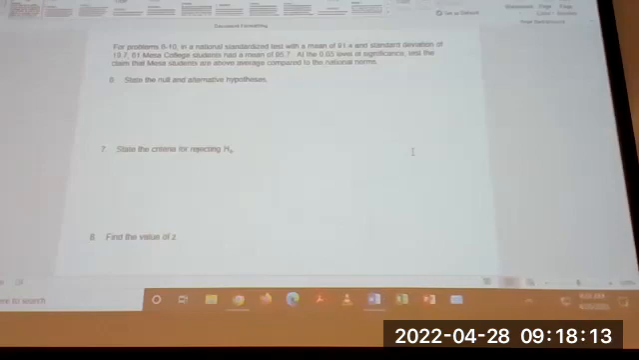I get it. I see what you mean. So it would be that. This is the easiest problem you have. You don't have to do anything. I'm confused. You've given X bar, N, and sigma.